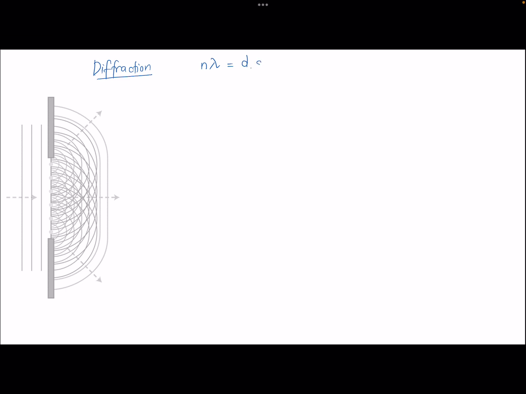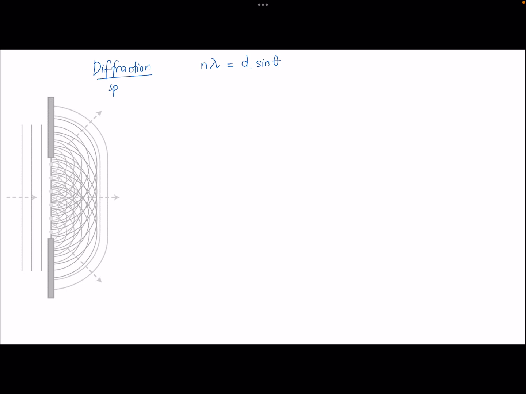Okay, today let's investigate the diffraction phenomenon a little bit. Especially, I wish that we can get why we got this equation n times lambda equals d times sin theta at the end of this series of videos. Okay, so first, what is diffraction?